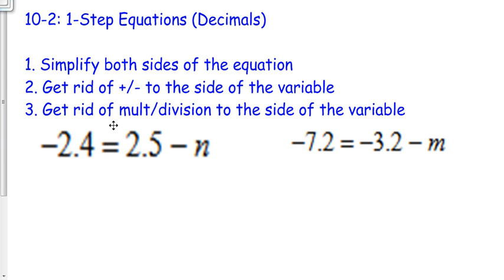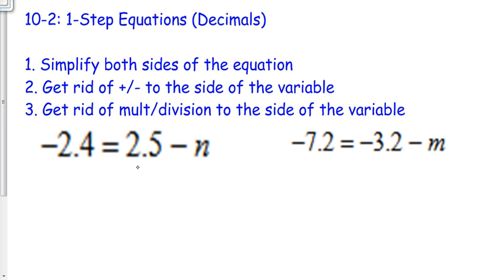In lesson 10-2, we're going to work with one-step equations, and we're going to include our decimals. So this builds off of our last lesson. We're going to be doing the same rules here. Simplify both sides of the equation, then get rid of addition and subtraction to the side of the variable, then get rid of multiplication and division to the side of the variable.